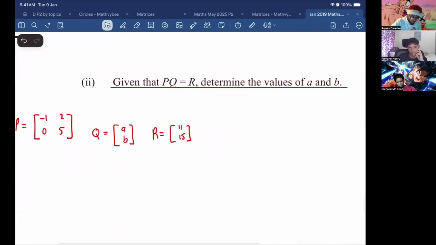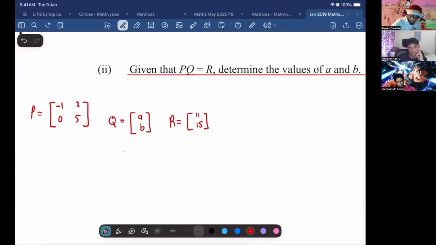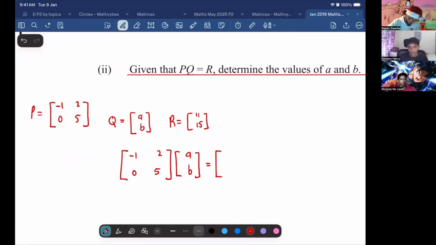So we're going to multiply P by Q. So we're going to write P here. P is minus 1, 2, 0, 5. I'm going to multiply that by Q. And we're saying that is equal to what? 11 and 15. Now let me explain something.